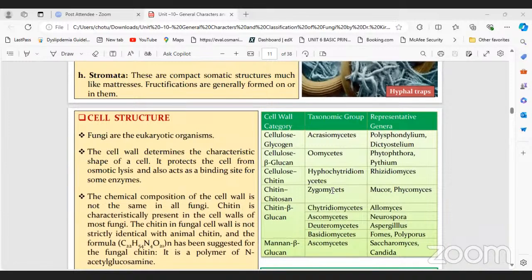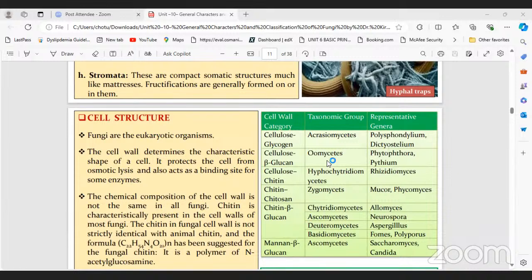See, here in each and every class chitin is the base, no? But in different classifications, different types of cell walls are there. Acrasiomycetes: here the cell wall is made up of cellulose plus glycogen. What are the representative genera? Polysphondylium and Dictyostelium are the main ones.